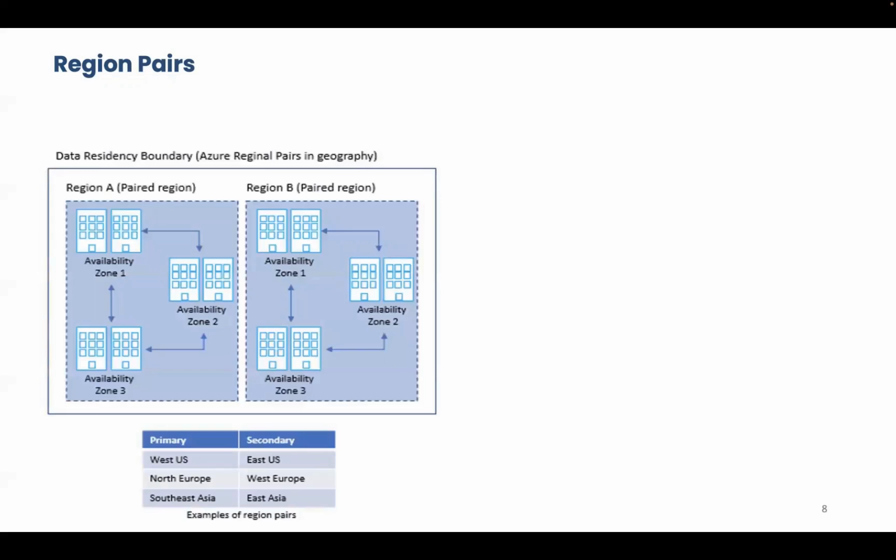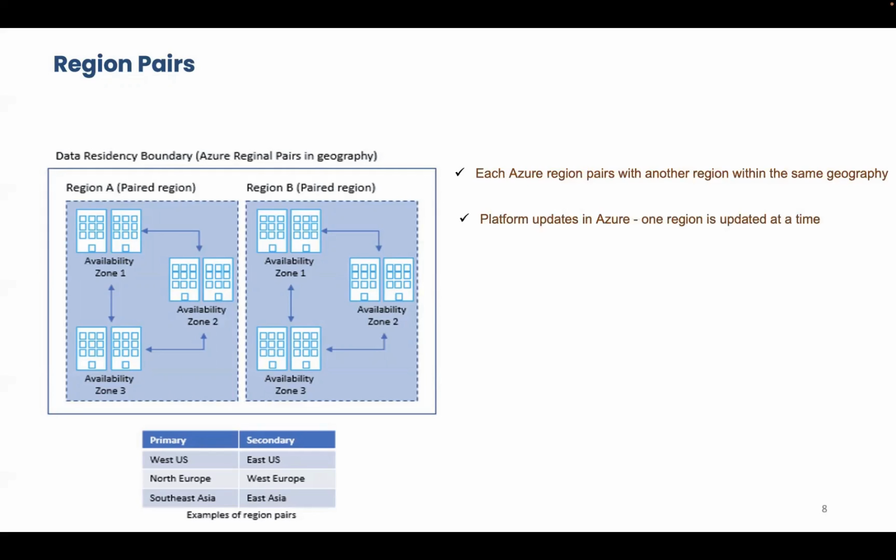Here comes the concept of region pairs. This is a high level architecture which explains the concept of a region pair. Each region is paired with another region within the same geography. Together they make a region pair. Now, what is the significance of a region pair?